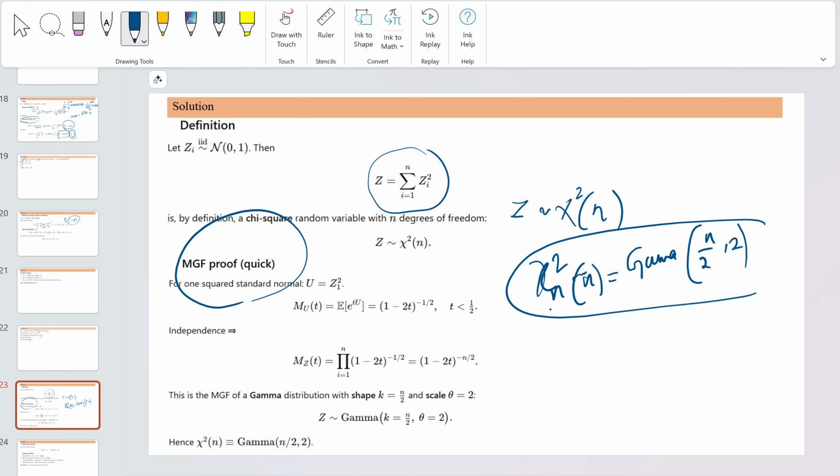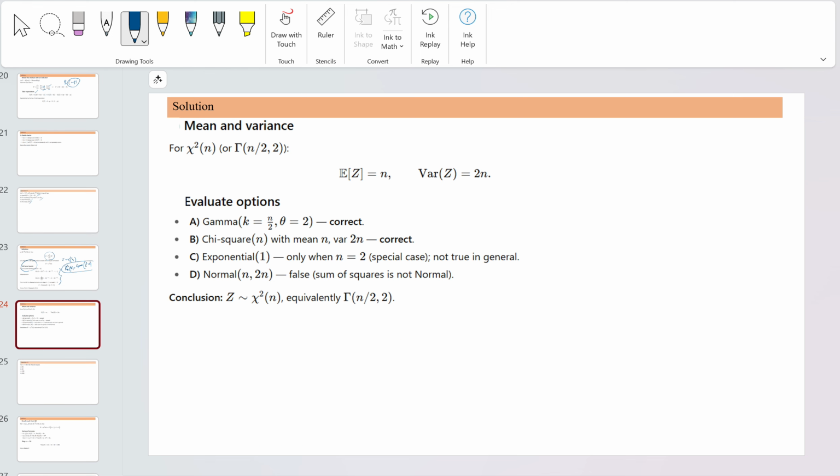Okay, this is a derivation which I have already given. You can see that. And when you find out the variance for chi-square, or gamma of n/2 comma 2, the expectation of Z will come out to be n and the variance will come out to be 2n. So that is correct: gamma with k equal to n/2 and theta equal to 2.